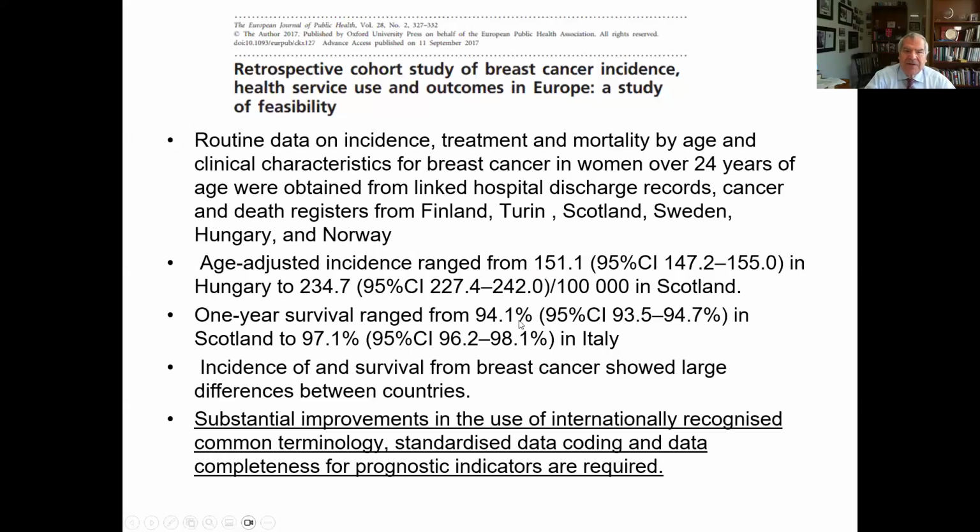Looking at this database that you have, this is labeled a retrospective cohort study, but we'll get away from the retrospective aspects, more into that it's a cohort study that includes good records in which we can calculate incidence. If we wanted to, we could calculate relative risk. And their conclusion from this study was that substantial improvements in the use of internationally recognized common terminology, standardized data coding, and data completeness for prognostic indicators are required. And so that's what they calculate from this particular study. And this could be the next study.